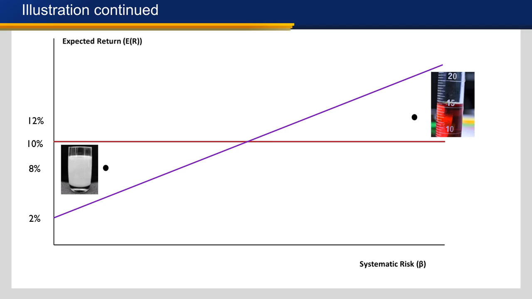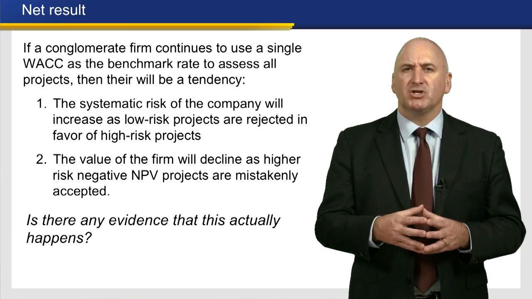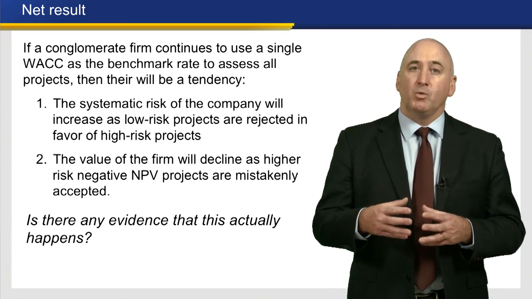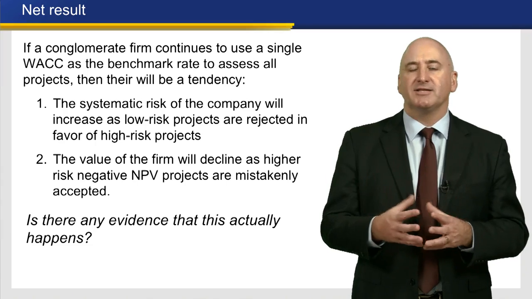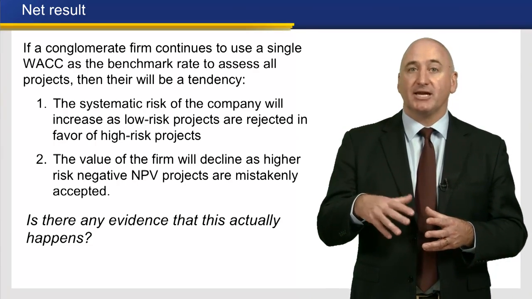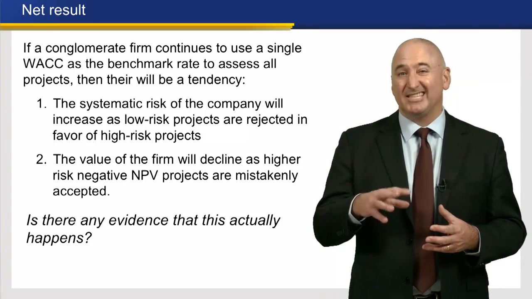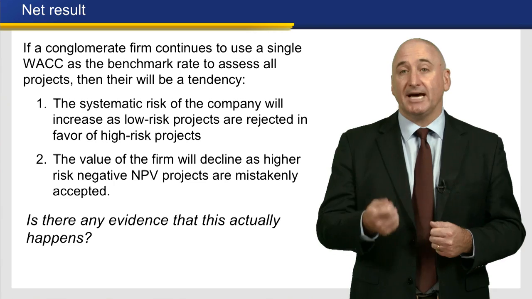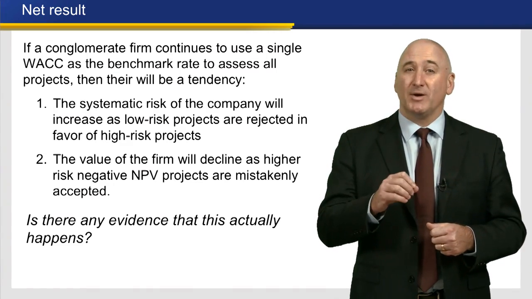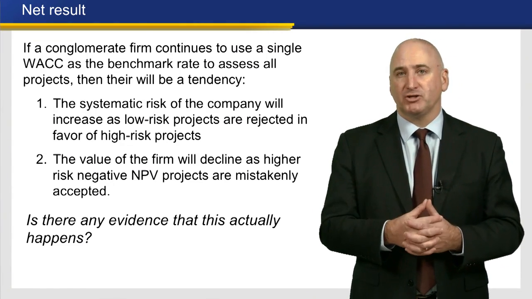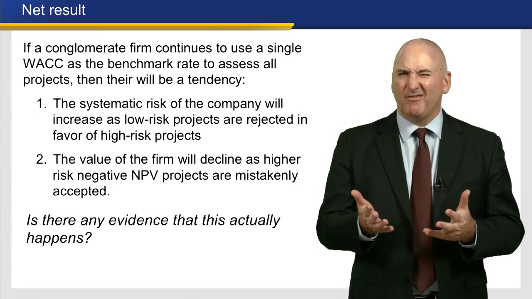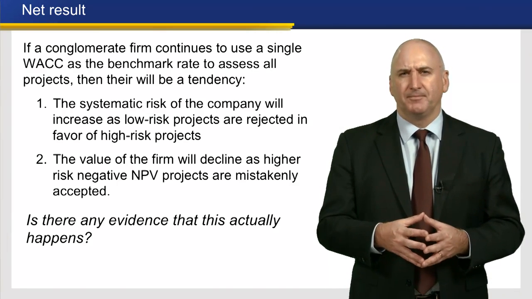So what happens if the conglomerate firm uses WACC to assess all projects, no matter what the risk profile of the different projects is? Well, we would expect over time the systematic risk of the company will increase as there is a clear bias towards riskier projects that offer higher rates of return regardless of whether they actually create any value or not. And this leads to the second effect, which is the possible reduction in the value of the firm as a consequence of the inappropriate acceptance of higher risk but negative NPV projects. But is there any evidence that this is actually a real-life problem?